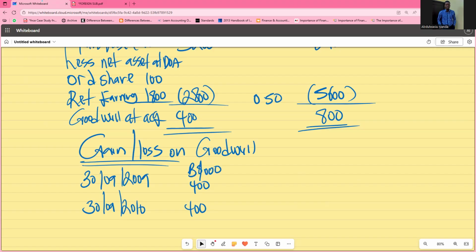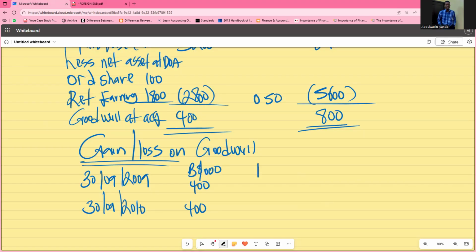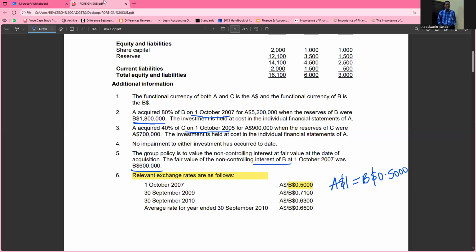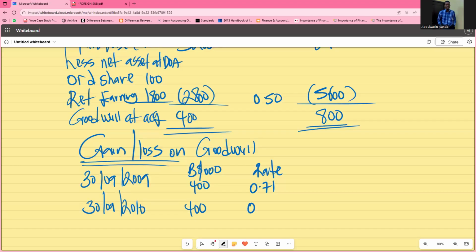So what you need to do now is go back and check. As at 31st of September, the rate is 0.71. Then as at today, what is it? Goodwill is an asset. Look at the closing rates. It's 0.71 and it's 0.63. So this one is 0.63.